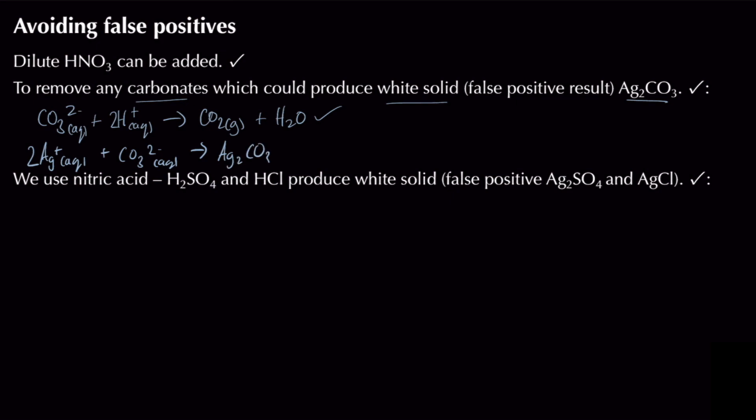That silver carbonate solid is a white precipitate, and of course it can be mistaken for the silver chloride precipitate. So it gives us a false positive, a misleading answer saying that we've got chloride ions present in our solution when we actually don't.